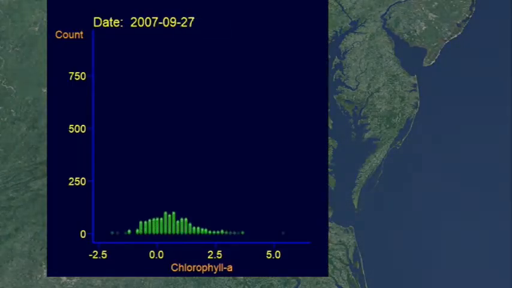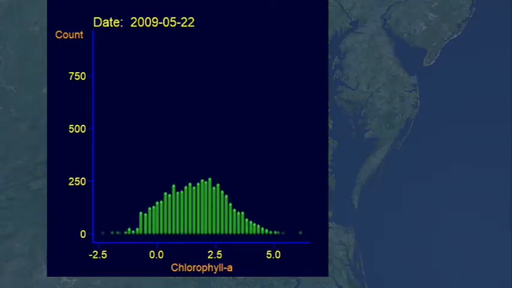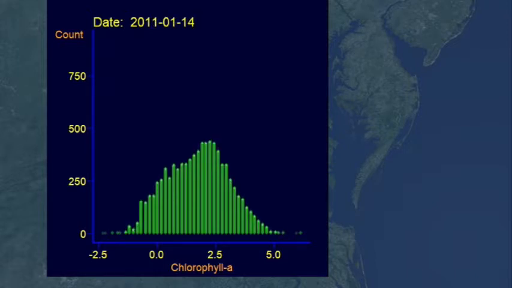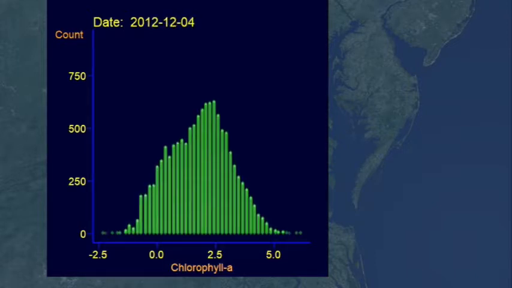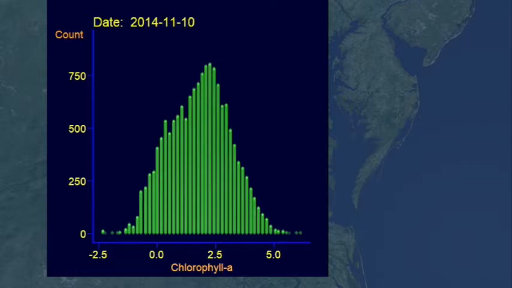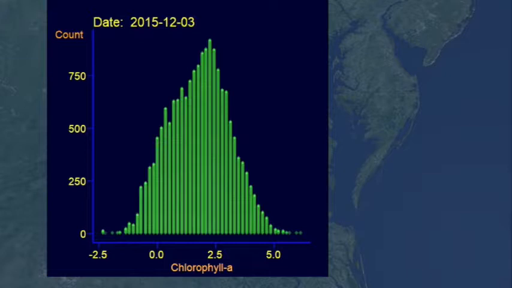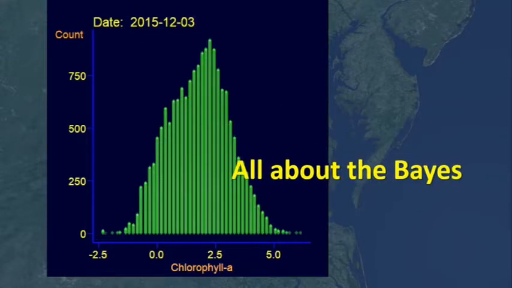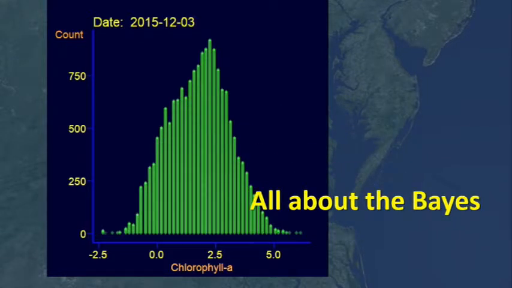In Unit 1, I plotted chlorophyll A concentrations in the Chesapeake Bay dataset, and they seem to follow a Gaussian or normal distribution, popularly called the bell curve. I said we could use our skills as data detectives to model this. I'll discuss this in more detail in this three-part series I'm calling All About the Bays. This first part focuses on probability distributions.